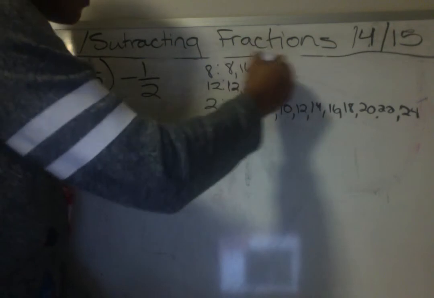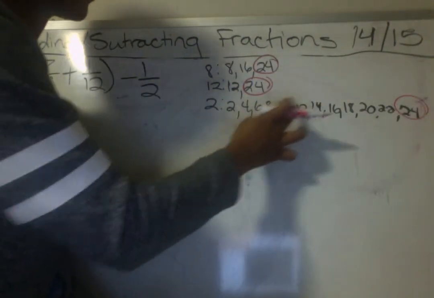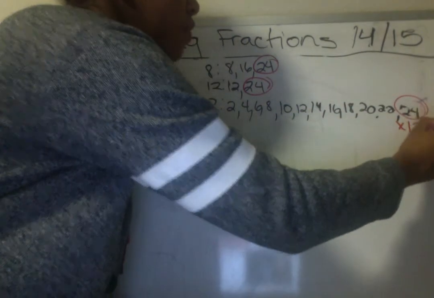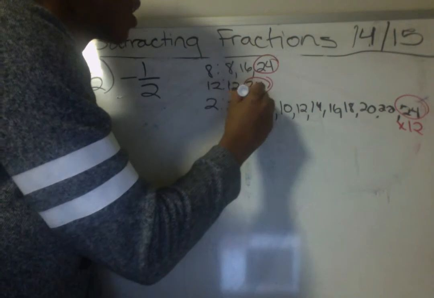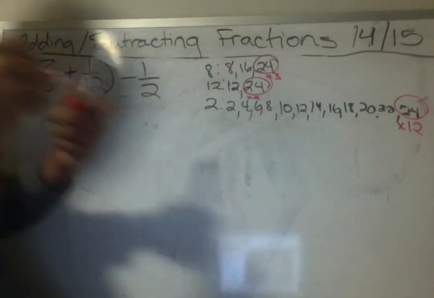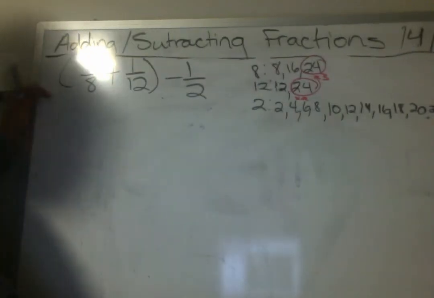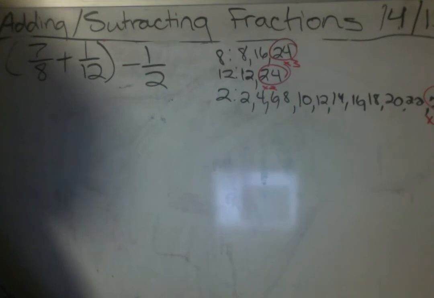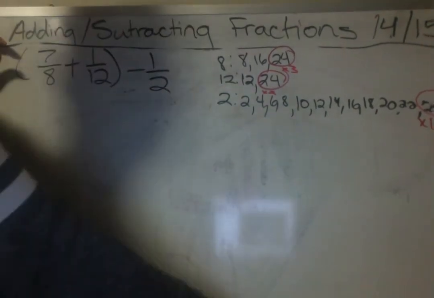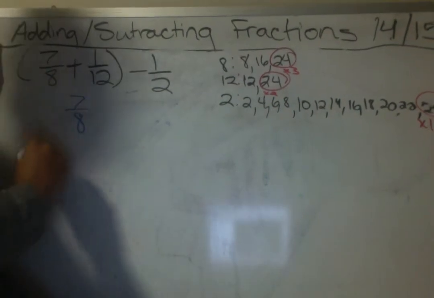I see it up here, here, here. 1, 2, 3, 4, 5, 6, 7, 8, 9, 10, 11, 12. Times 12. 1, 2. Times 2. 1, 2, 3. Times 3. Parentheses. I'm going to do this first. So we are doing 7/8 plus 1/12.